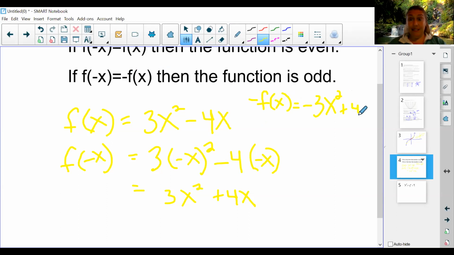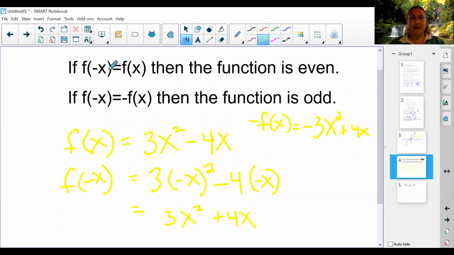Which I did not get, so the function's not odd. And to be even, I would have had to get the exact same thing when I plug in f of negative x. Okay, so let's try this on the next one.